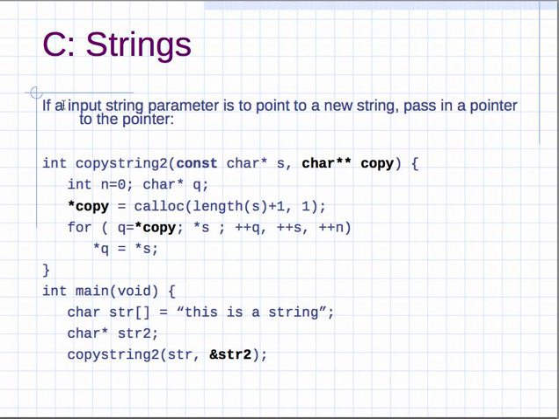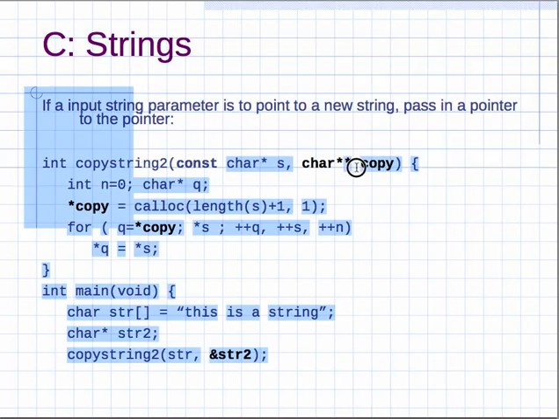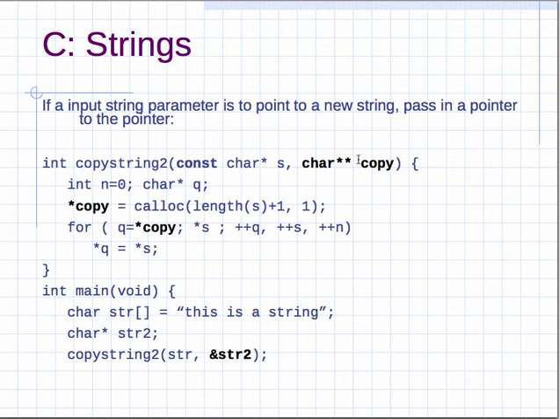If an input string parameter is to point to a new string, pass in a pointer to the pointer. So let's say you want to, for example, copy a string. This is sort of like passing by reference, but not. It's actually passing by value, but you're passing a pointer to a pointer so that you can change copy. S is the source, copy is the destination. Since the value in copy is what you want to change, by doing something like this, you need a pointer to copy. Okay, so try this out.